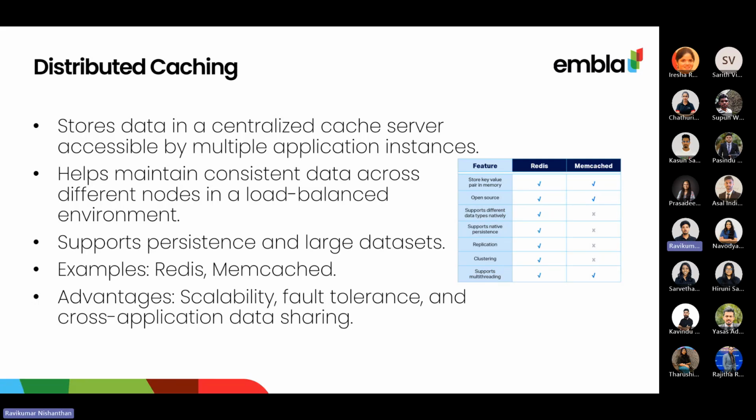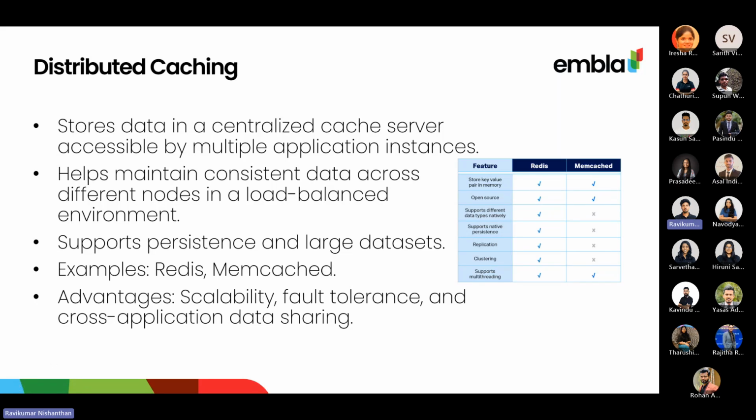Some of the main benefits of distributed caching are scalability, letting you add more servers easily, and another advantage is fault tolerance, because it can keep working even if a server fails, and also the ability to share cache data across different parts of your system or even between different applications. So as a summary, distributed caching is a powerful way to scale caching beyond a single machine and is a key component in many large-scale API architectures.